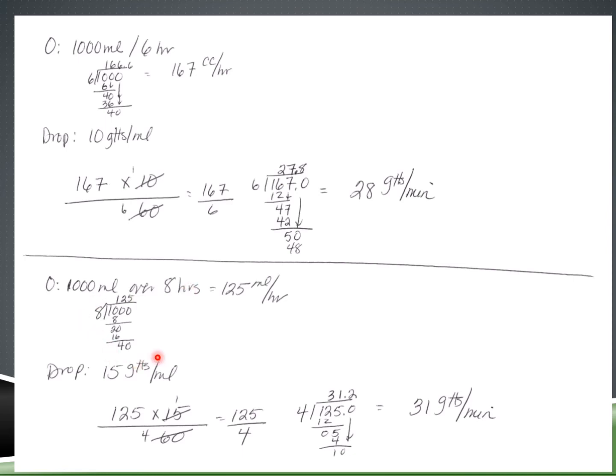And then down below here we have 1,000 milliliters, but this time it's over 8 hours. Okay, so if you do that math right here real quick, 1,000 divided by 8, you're going to wind up with 125 milliliters per hour. And the drop factor is 15. So plug that in, we get 125 times 15 over 60. That reduces, we get 125 over 4. You do that math, and you're going to wind up with 31.2. So since it's less than a 0.5, we go ahead and round down, and the answer to that is 31 drops per minute.